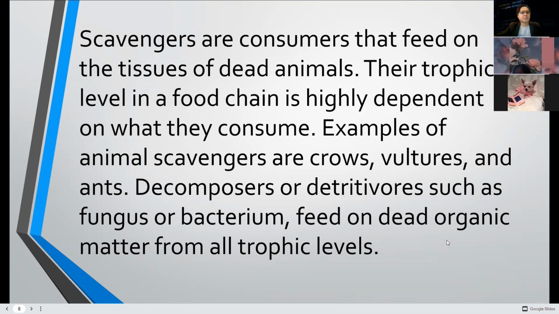Again, decomposers or detritivores such as fungus and bacterium, singular, bacteria, plural. That is the reason why there is no such thing as bacterias. No. The plural term for bacterium is bacteria. They fed on dead organic matter from all trophic levels. Question. Based on this statement, what is now the ecological importance of these decomposers?